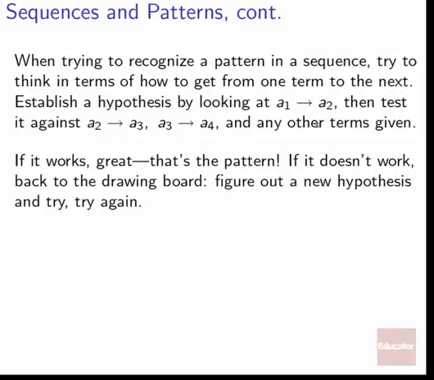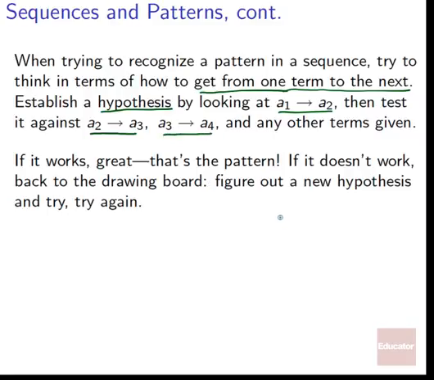When trying to recognize a pattern in a sequence, try to think in terms of how to get from one term to the next. How do you get from the first term to the second term? So establish a hypothesis, some guess at what you think the pattern is by looking at A1 to A2. You think this is probably how the pattern works. Then you want to test that hypothesis against the following ones, A2 to A3, A3 to A4, any other terms that are given.